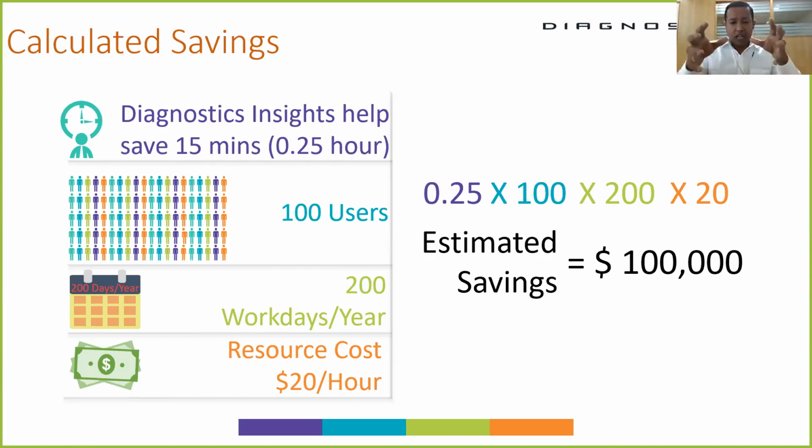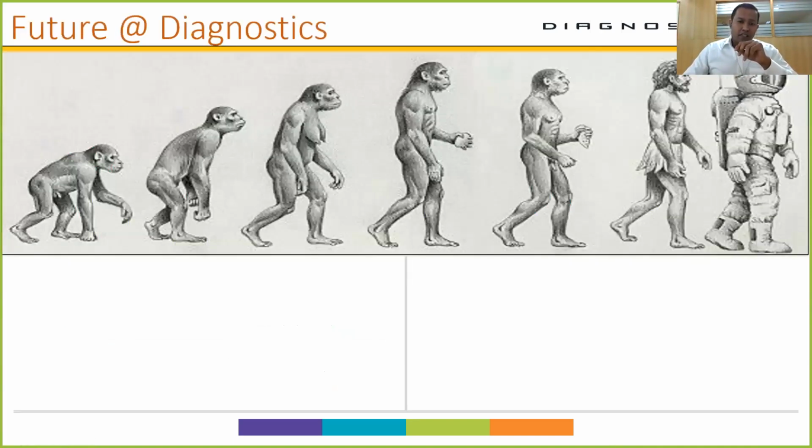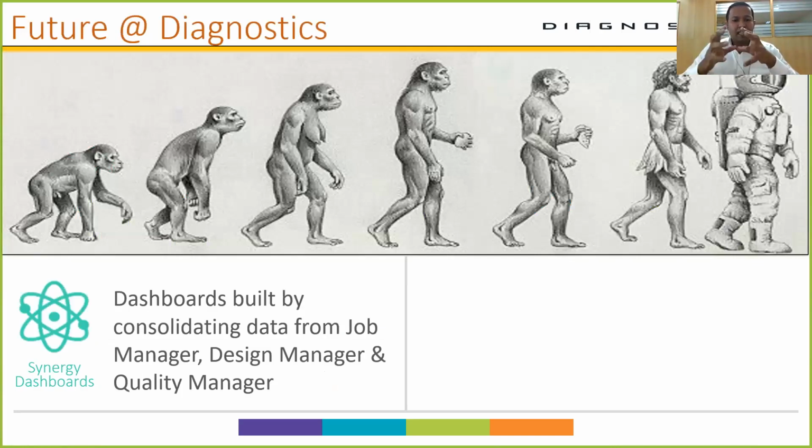In real world scenarios, these numbers are much, much more, as you would have seen in the savings slides that John had presented. Now, before I wind up this webinar, I would like to give you a glimpse of the things that we at Diagnostics are currently working on. The first one is the Synergy dashboard. These dashboards are being built by combining data from job manager, design manager, and quality manager.